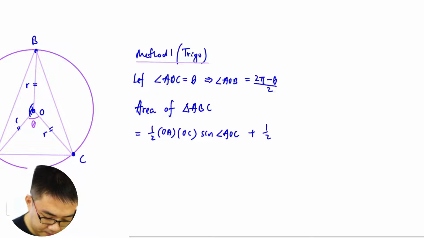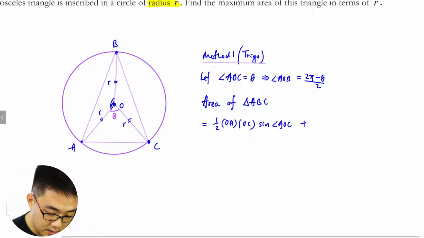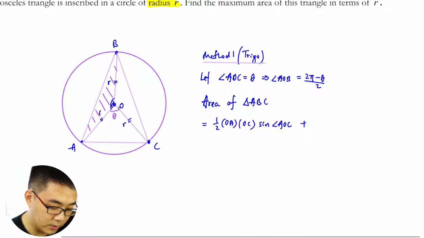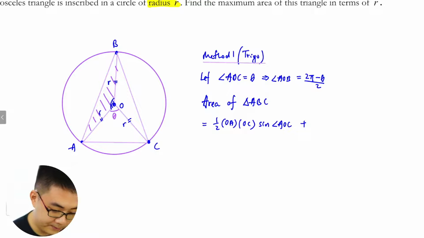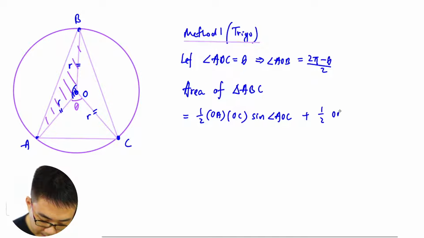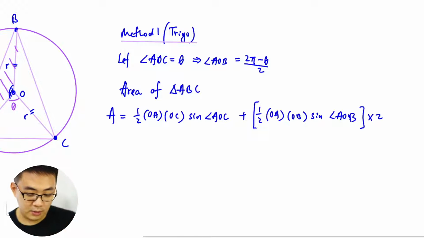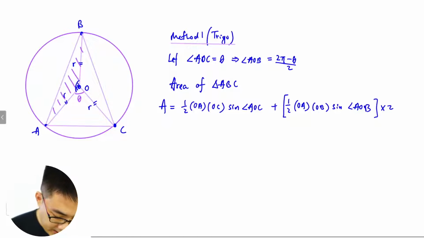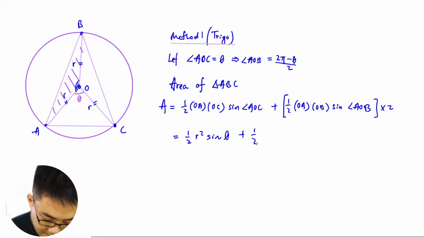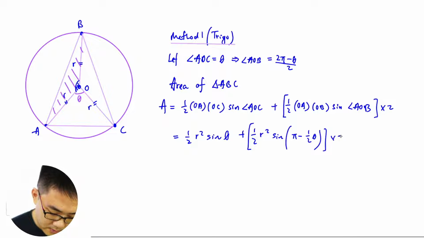plus half OA times OB times sine AOB. I can just use one triangle and multiply by 2, because these two are definitely congruent. Then I'm just going to multiply this area by 2. So this is the area in question that I need to find. Then with OA equal to r, this is half r squared sine AOC, which is theta, plus half r squared sine AOB, which is pi minus half theta, times 2. So this is A.